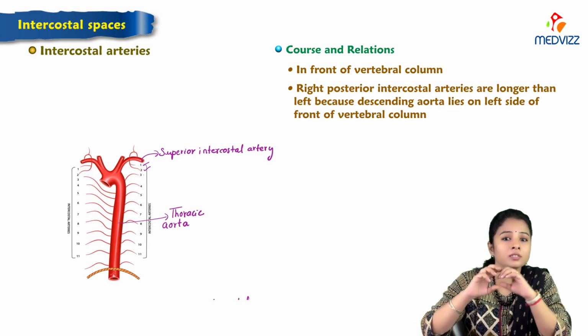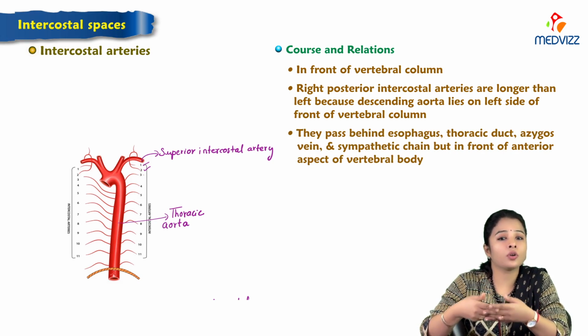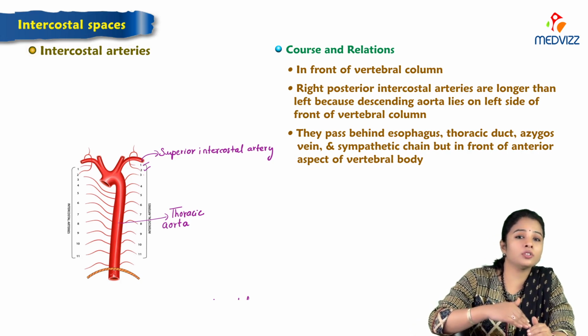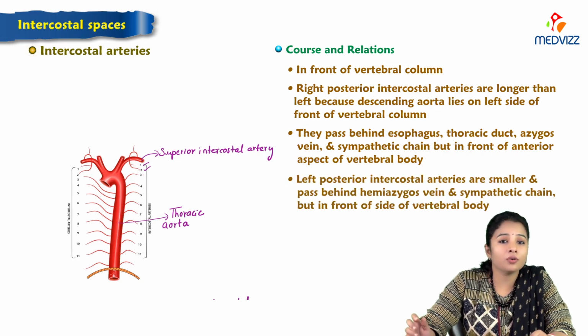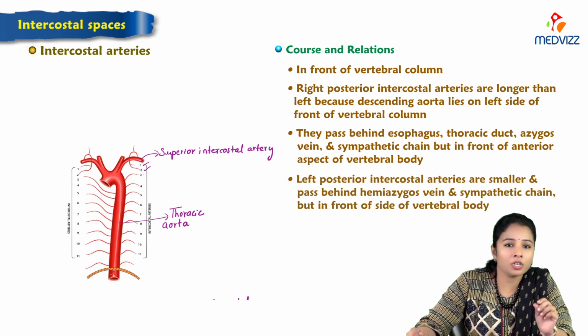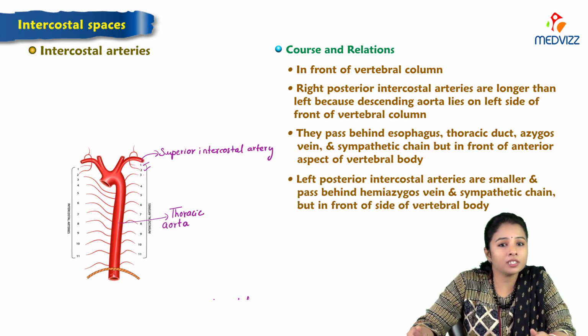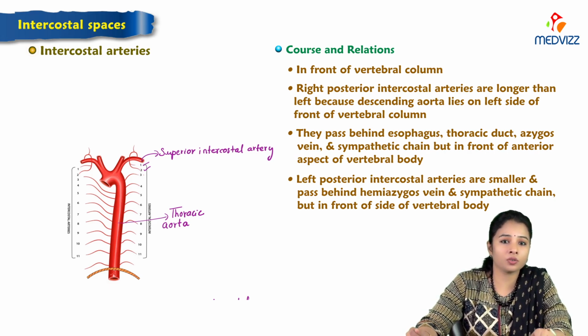So these posterior intercostal arteries, they pass behind the esophagus, thoracic duct, azygous vein and sympathetic chain, but in front of the anterior aspect of vertebral body. So they run posterior to these structures, anterior to the thoracic vertebral bodies. We know the left posterior intercostal arteries are smaller and they pass behind the hemiazygous vein and sympathetic chain, but in front on the side of the vertebral body. So that is about the left side posterior intercostal arteries.